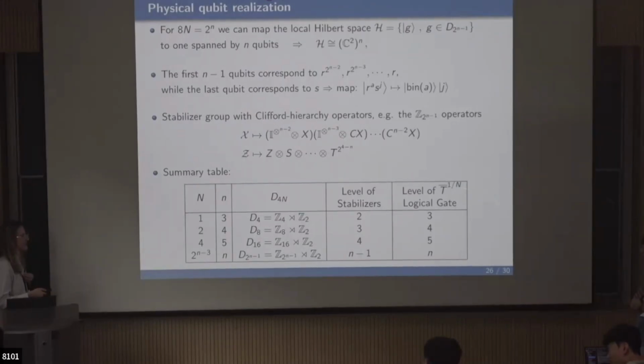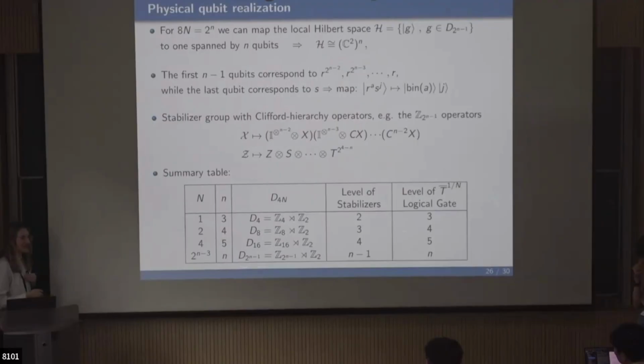But the point is that if you want to obtain a gate at level n, then you fix your Hilbert space. You don't need to constantly increase it. Once you fix the level of the logical gate, then you will have your n physical qubits and level n-1 stabilizer per site. Per site, yes. Okay.